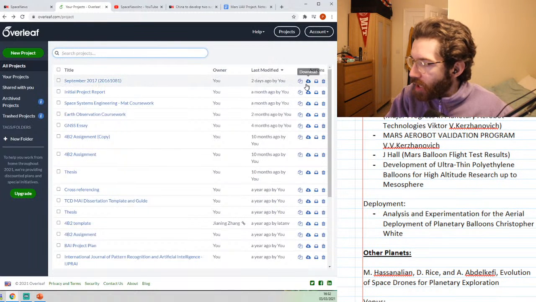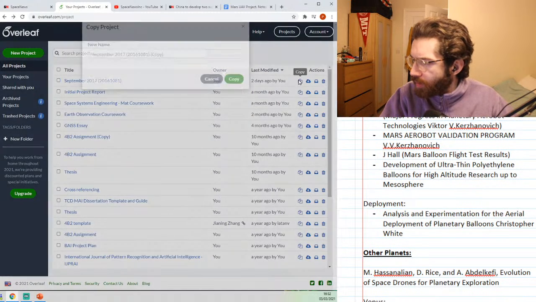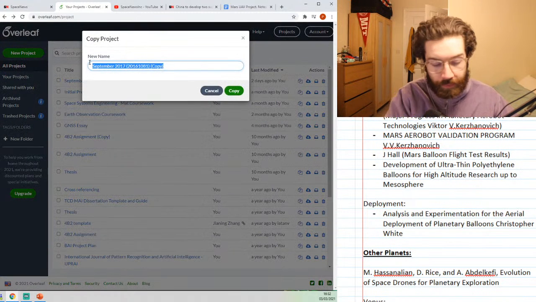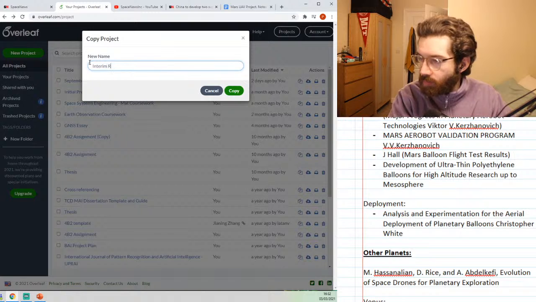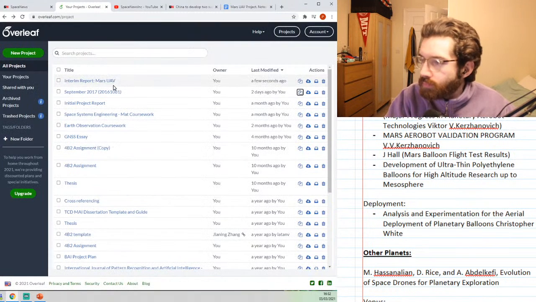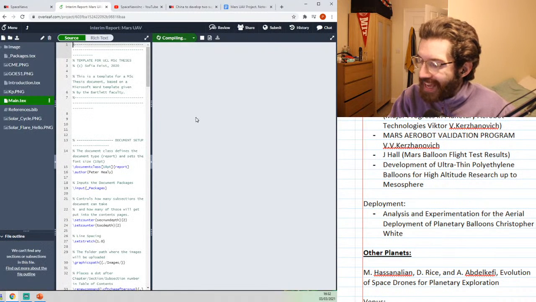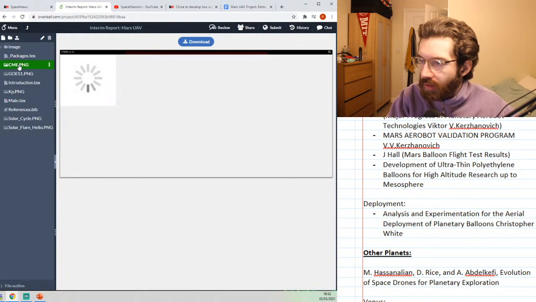Okay, so I'm going to make a copy of this one. I'm going to call it... why does that keep happening? Copy. Interim report. Mars UAV. Okay. So I'm just going to go through this Overleaf and take out any text that is from the old assignment. And I'll also delete these pictures. I don't need them.